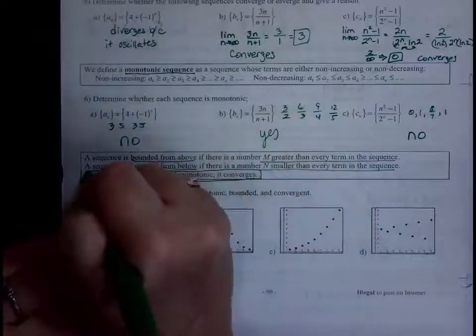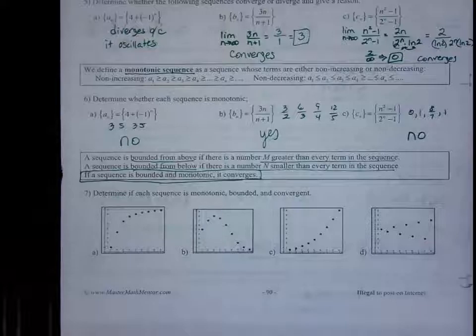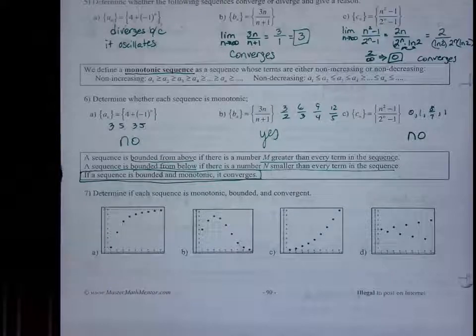Now, please star, box in, whatever you want to do, the last sentence here. If a sequence is bounded and monotonic, it will converge. So even if you don't know what the formula is, if you can look at the graph and see that it's bounded and monotonic, it will definitely converge.